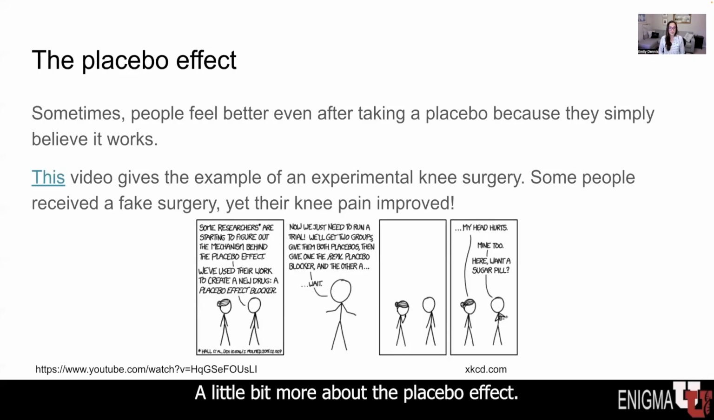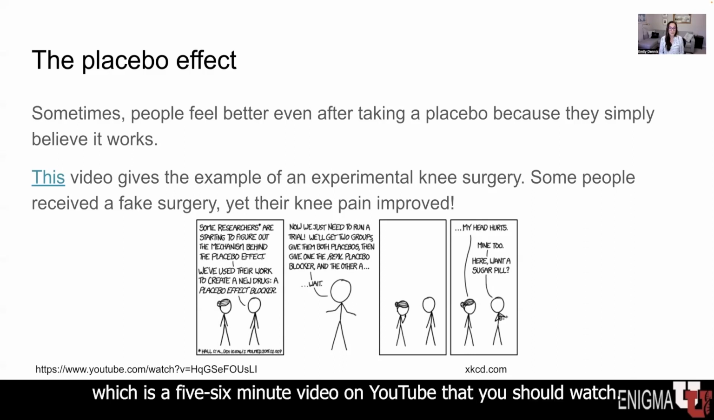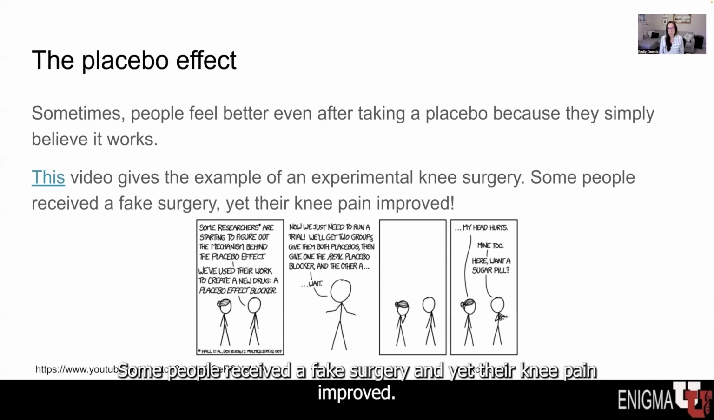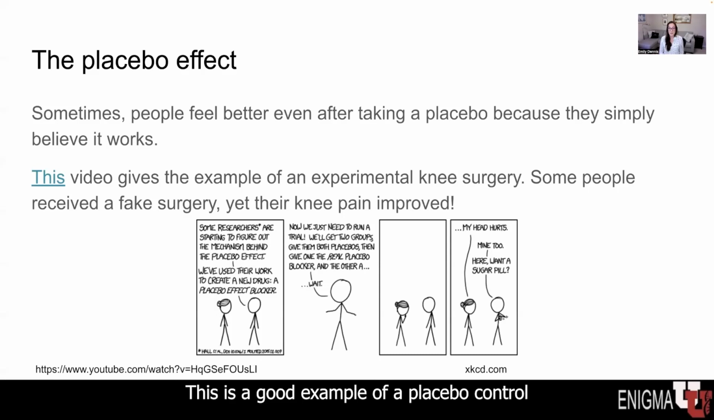A little bit more about the placebo effect. So sometimes people feel better just taking something as opposed to taking nothing. So if you gave them a placebo, a sugar pill, and they think that it's going to work, then they might actually see a difference in their symptoms. And one very interesting example is the video that is linked here, which is a 5-6 minute video on YouTube that you should watch, and it gives the example of an experimental knee surgery. Some people received a fake surgery and yet their knee pain improved. This is a good example of a placebo control where the real condition would have been real knee surgery.